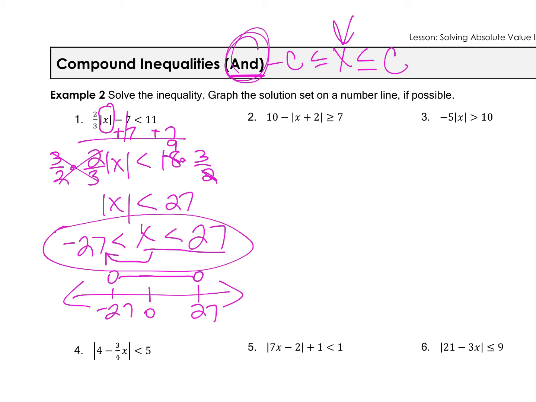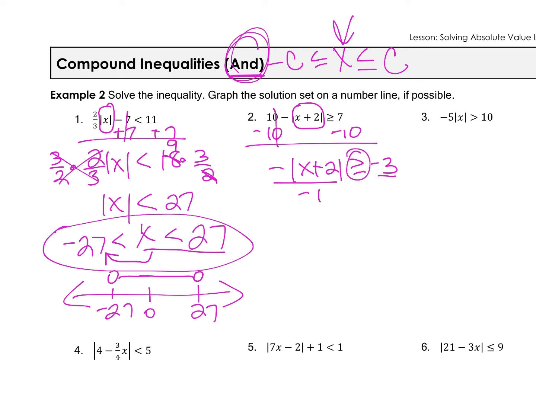Okay, so let's take a look at number 2. So we want to isolate, so subtract 10. We get negative absolute value of x plus 2 is greater than or equal to negative 3. But we have to divide by negative 1, which means we need to flip that sign. I like to circle it so I remember to flip it. So I have absolute value of x plus 2 is now less than or equal to 3.